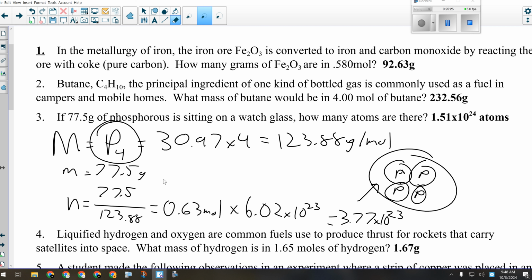But didn't you already times P by like the 30.797 by 4? I did, to get your molar mass. Yeah. That's the molar mass of 1 molecule of phosphorus. Okay?